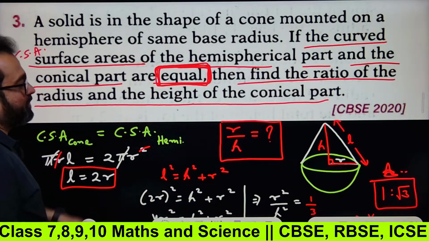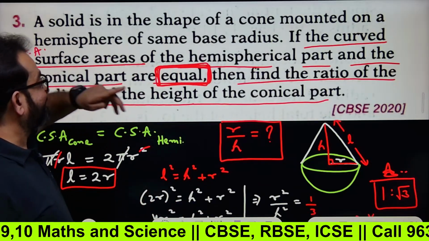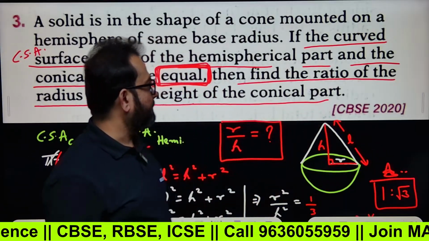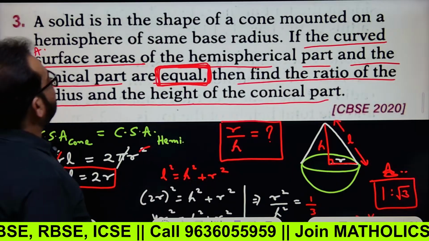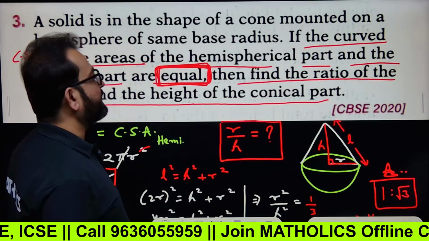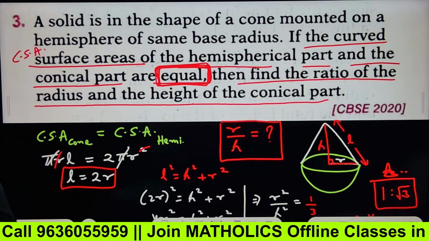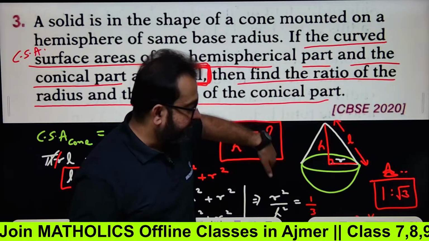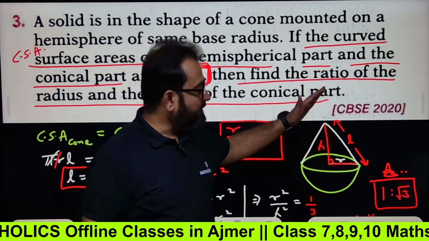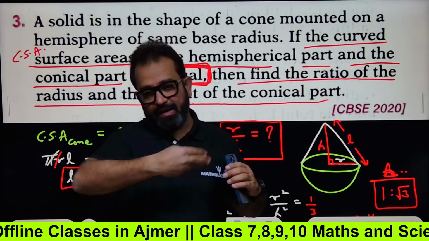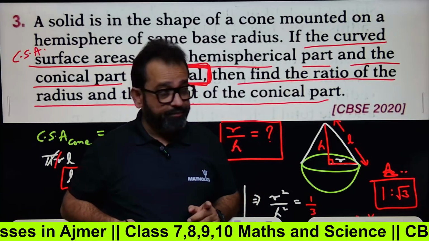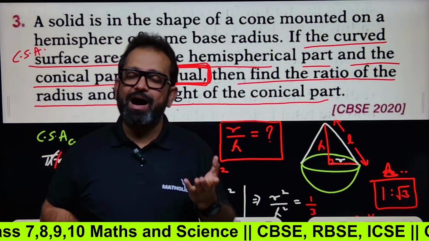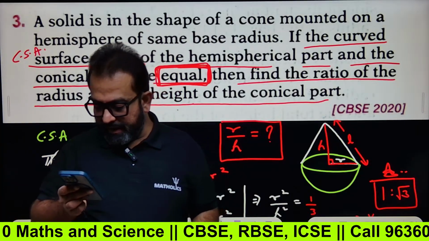Now just focus. What they are saying now: this is a solid, there is a hemisphere and a cone on the top of it. If the curved surface areas of the hemispherical part and the conical part are equal, that means the curved surface area of the hemispherical part, this lower part, and the conical part are equal. Then find the ratio of the radius and the height of the conical part. That means r upon h you have to find out.